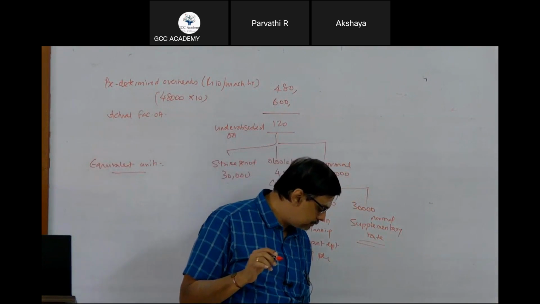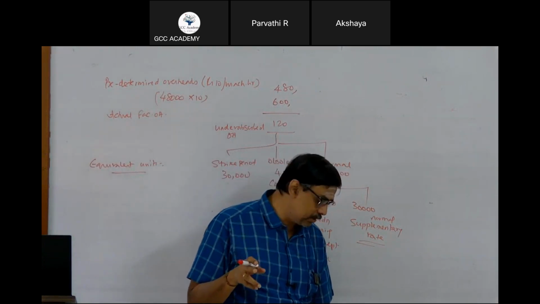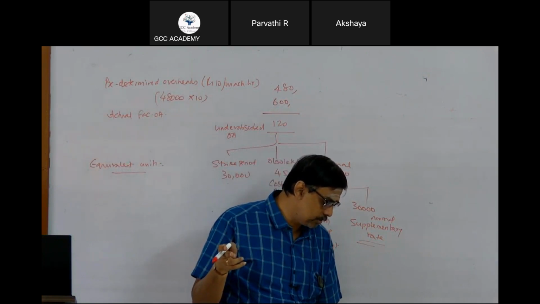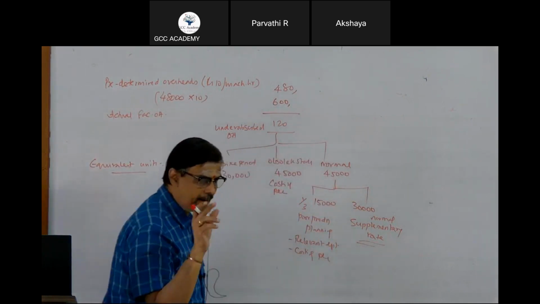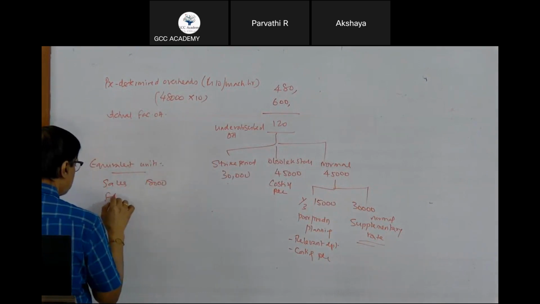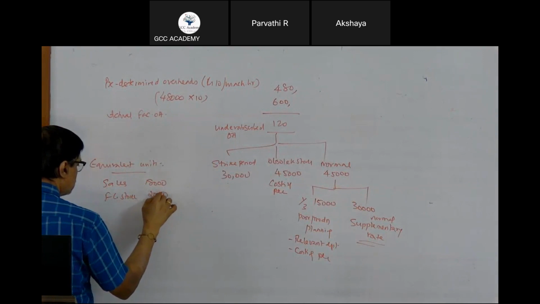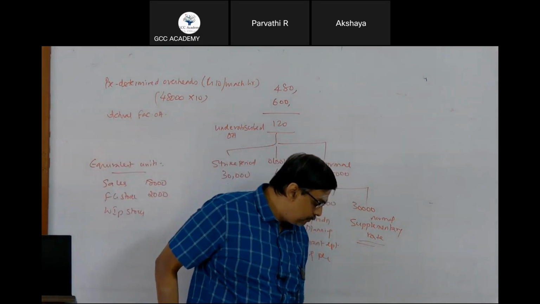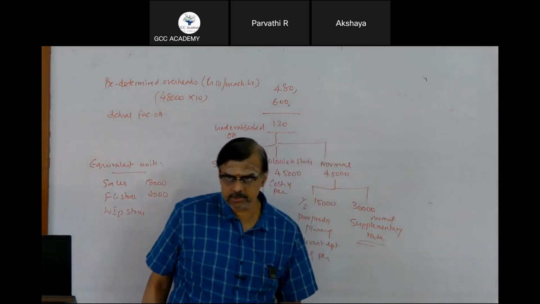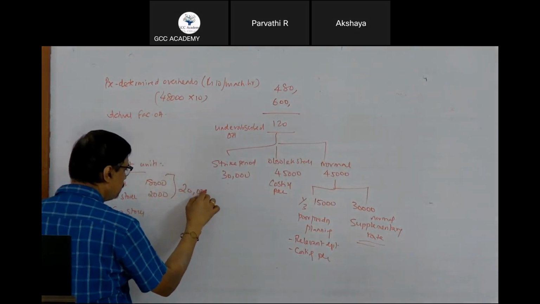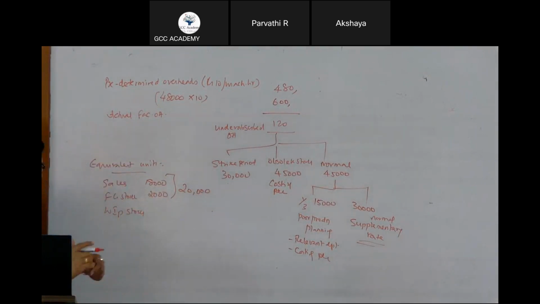Completed units are available. Now carefully observe: sale of finished goods 18,000 is completed units, and finished goods stock is 2,000. I'm going to break it into 3: sales of 18,000 units, finished goods stock of 2,000 units, and WIP stock. Finished goods is 20,000, out of which sold is 18,000. This should go to cost of goods sold. This is valuation of finished goods stock.